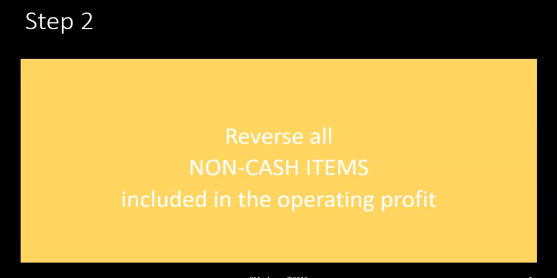Step number 2, reverse all the non-cash items that were included in your operating profit. So we're talking about depreciation, amortization, gains or losses on disposal or revaluation.